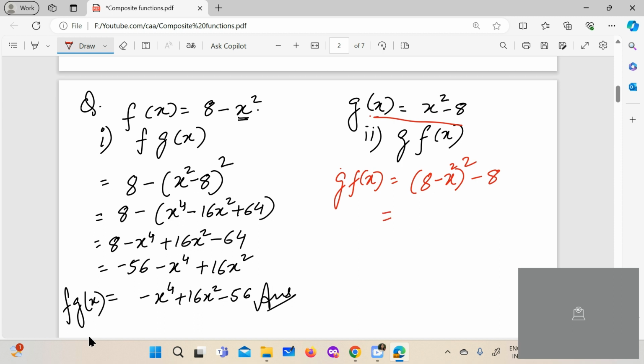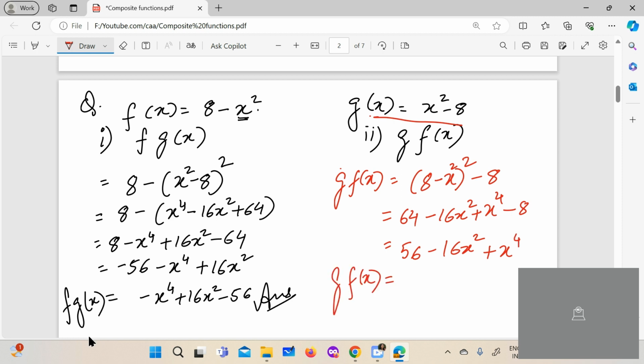Right. Now we will expand this. 64 minus 2ab plus x to the power of 4, and then we have minus 8. Now we can simplify it further. 56 minus 16x square plus x to the power of 4. We can just rearrange it. G of f of x can be rearranged as x to the power of 4 minus 16x square plus 56. So this is your composite function. I hope this is clear to everyone.